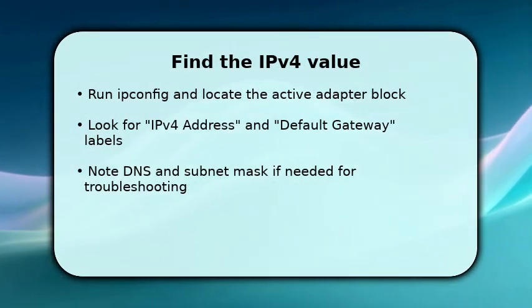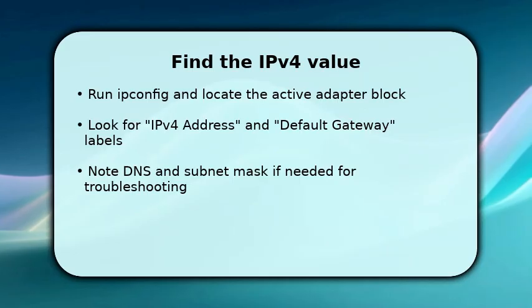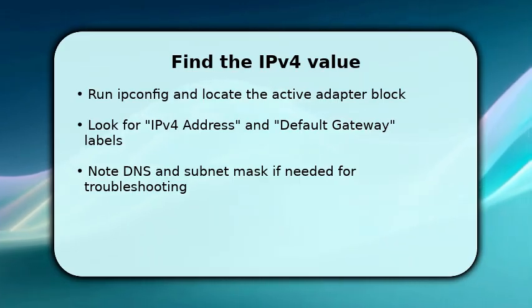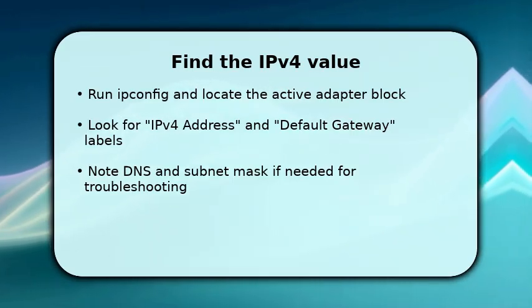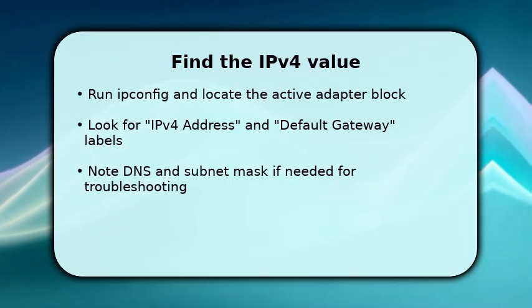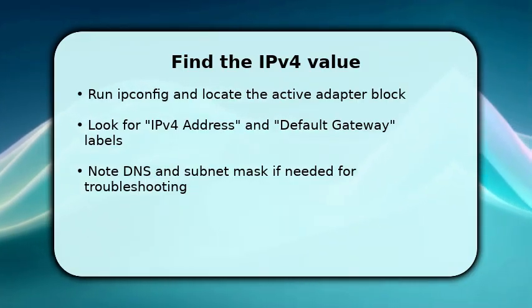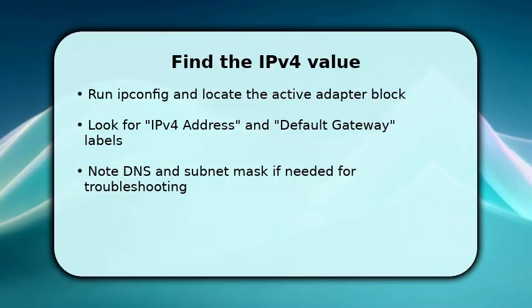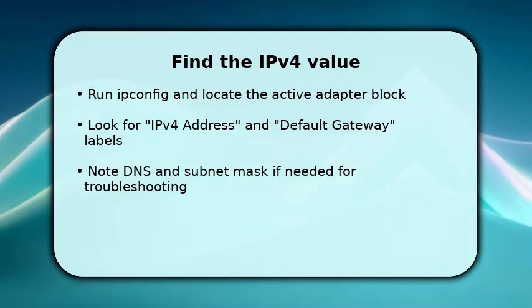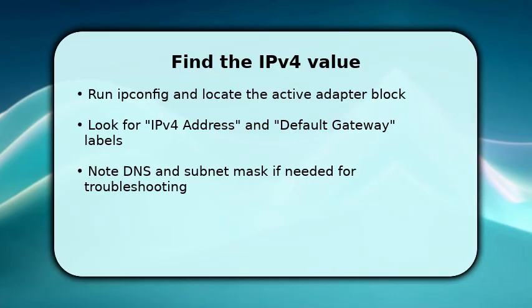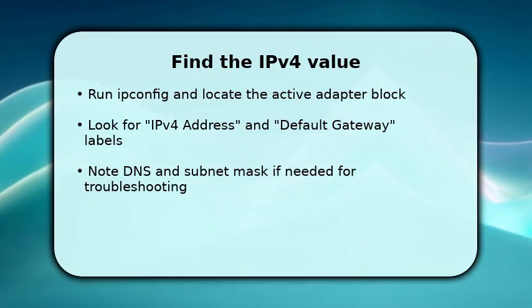In Command Prompt, find the adapter block labeled Wi-Fi. Under it, the line IP4 address shows your PC's local IP, usually in the form 192.168.x.x. The default gateway is the router IP you can reach for admin tasks. Make sure you're checking the active adapter, because virtual adapters or VPNs add extra addresses.